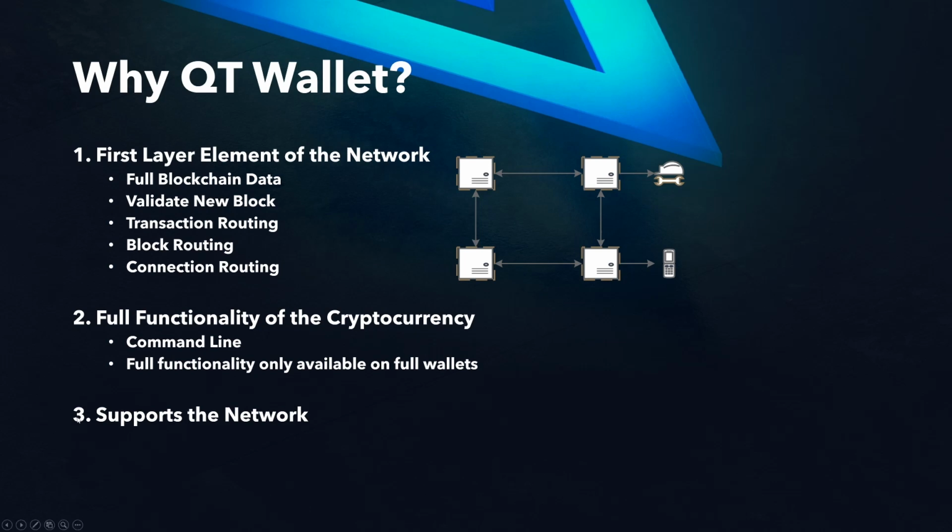The last feature that the Qt wallet provides is supporting the network. You do not just use the full functionality, but you also support the network with capabilities such as block validation, transaction routing, block routing, connection routing. So if your node is open and accessible, the network will get more and more stable.